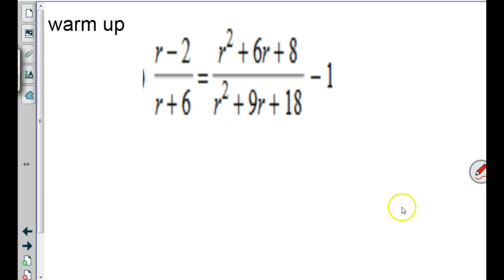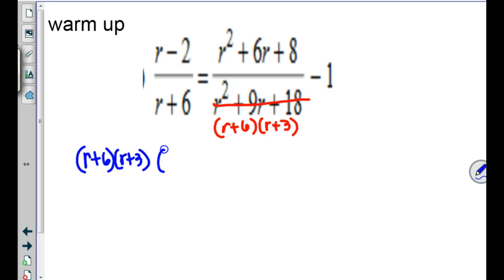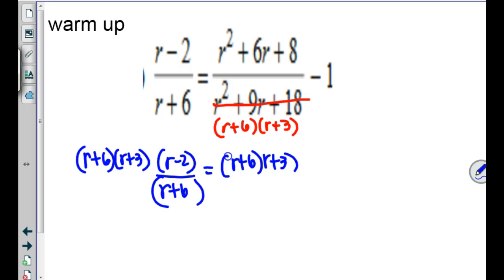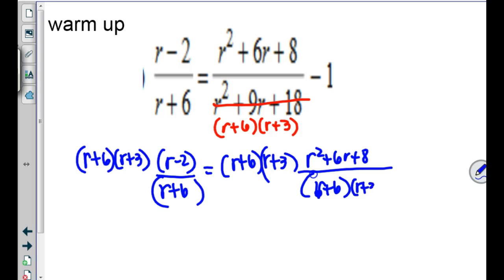Oh, I have a warm-up because some of you need to desperately retake this. How does this denominator over here factor? 6 and r plus 3. So what's the common denominator? Okay, r plus 6 and r plus 3 is multiplied by r minus 2 over r plus 6. And then it's multiplied r plus 6 times r plus 3 times this mess. But that's already over an r plus 6 and an r plus 3. Do we just leave a minus 1 back here? No, we got to multiply it by an r plus 6 and an r plus 3.